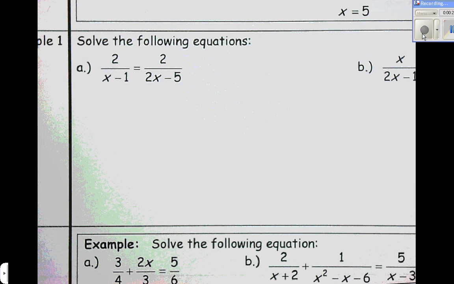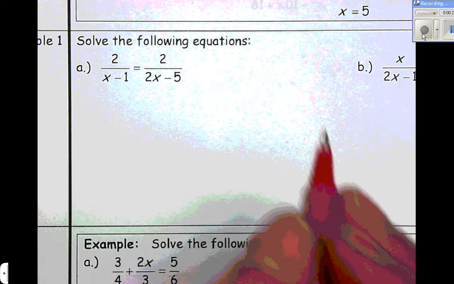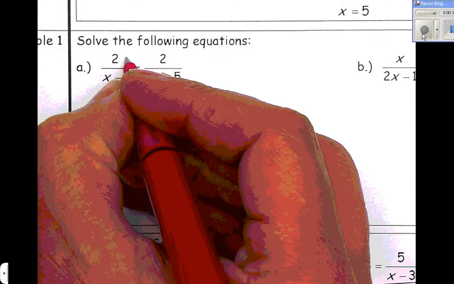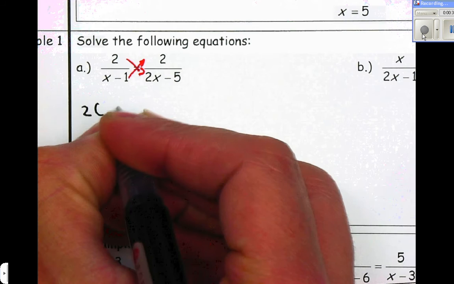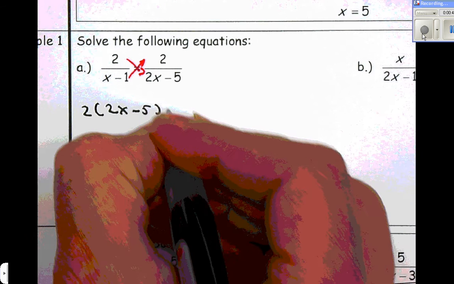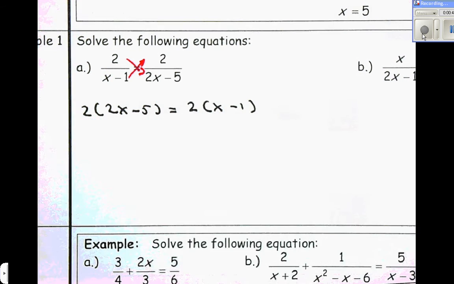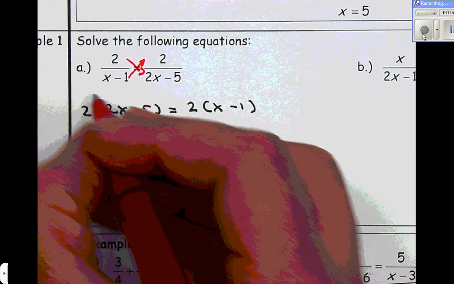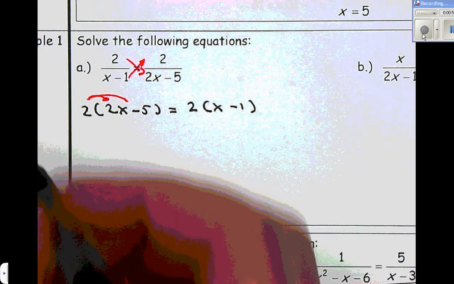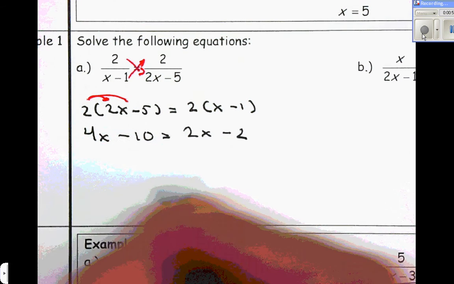If you notice, in this case, we have a fraction equal to a fraction. This is called a proportion, and we can just use the method of cross multiply to easily solve this equation. So we multiply the 2 and the 2x minus 5 is equal to 2 multiplied by x minus 1. We use the distributive property and then solve the equation. Distribute the 2. We have 4x minus 10 is equal to 2x minus 2.